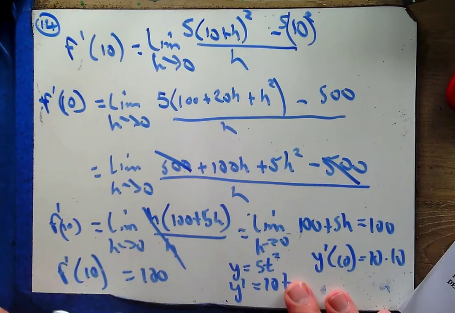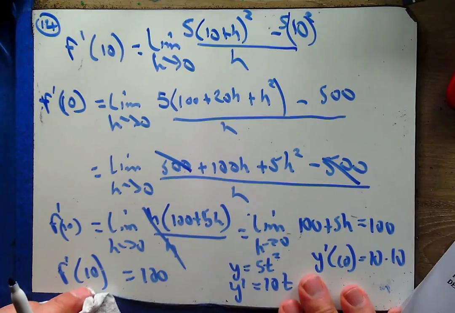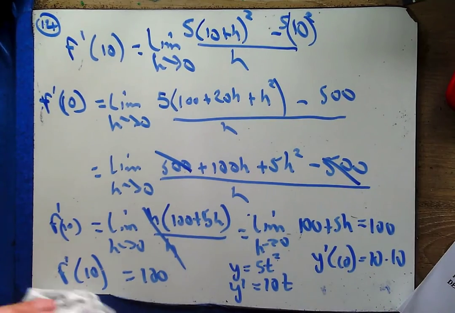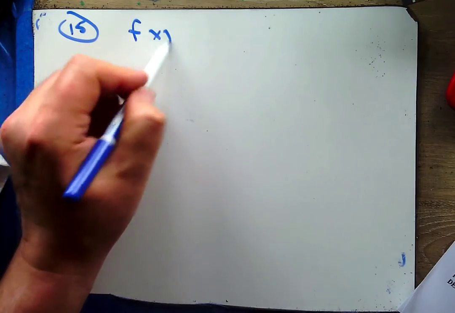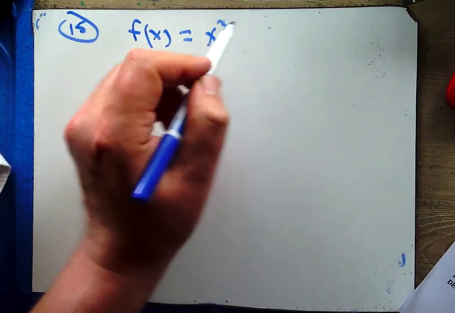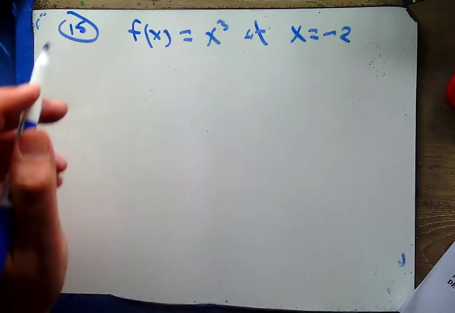But we're not using shortcuts here, we're using the limit definition of the derivative. You're more than welcome, and in fact strongly encouraged, to check your work with your derivative shortcut, but you have to use the limit definition of the derivative. 15. 15 says f of x equals x to the third at x equals negative 2.